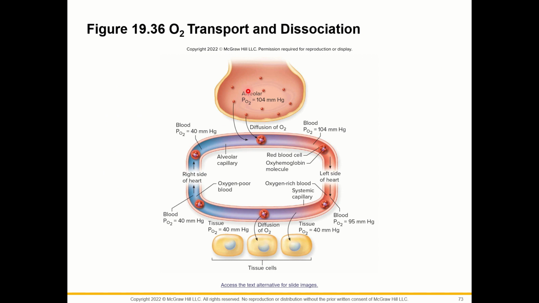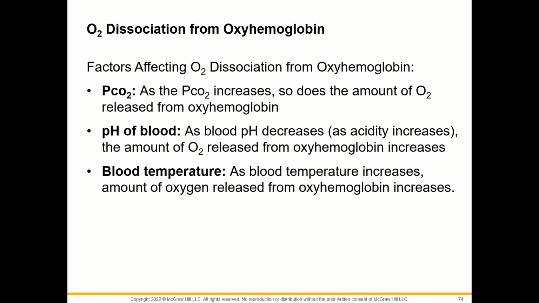So we saw this earlier where we've got 104 millimeters of mercury in the alveolus, and it was only like 40 millimeters of mercury in the capillaries, and so that is the driving force for the diffusion of oxygen back into the bloodstream from the alveoli.